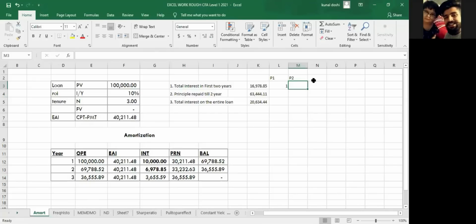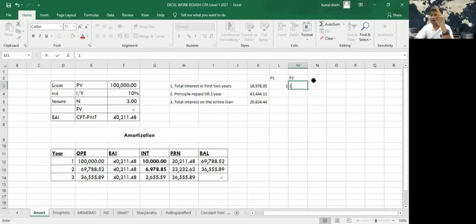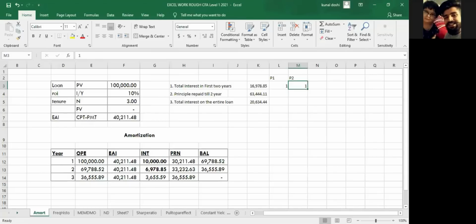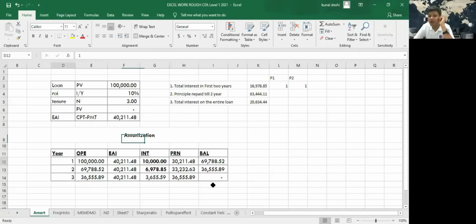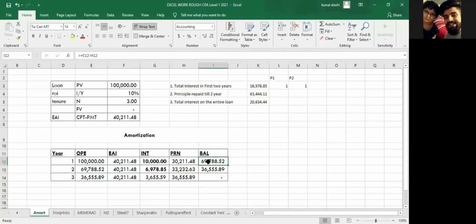P2. P2, that is second point. Again, it is set at 1, correct? Yes. Then when you press the down arrow key, what do you notice? Balance. You will see something called balance. So in the first year, your balance would be, in your screen, 69788, isn't it? Yes, sir. So you already have the balance in the loan account at the end of first year. Everyone with me?